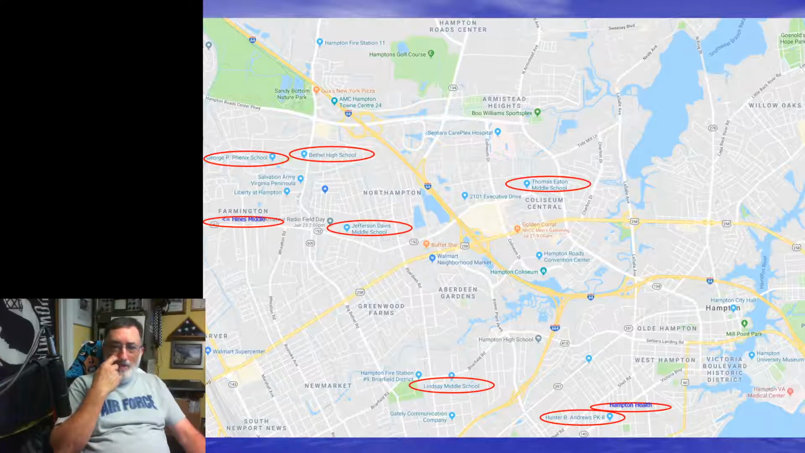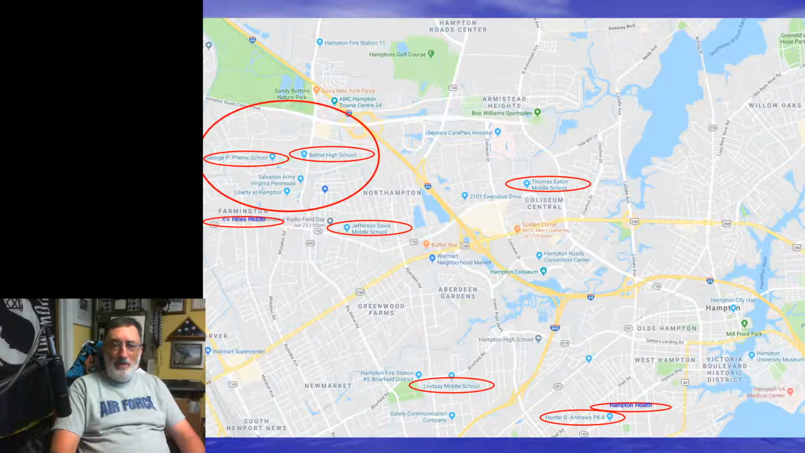Here's a layout of our designed and provisioned shelters. As previously mentioned, Bethel and Phoenix are typically opened before the other shelters. They're also the ones that are in the least likely flood zone. This is Bethel High School. I spent 30 hours in this place during Hurricane Isabel. At that time, we had no shelter kits and no antennas on shelters. We've come a long way since then.